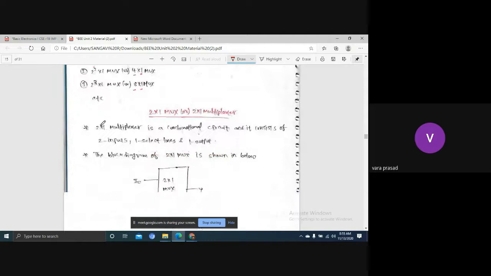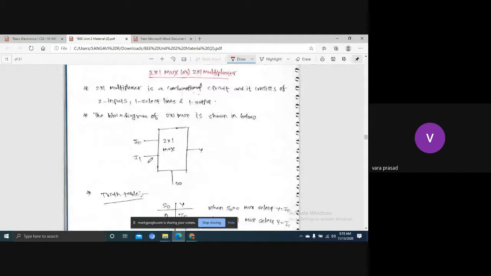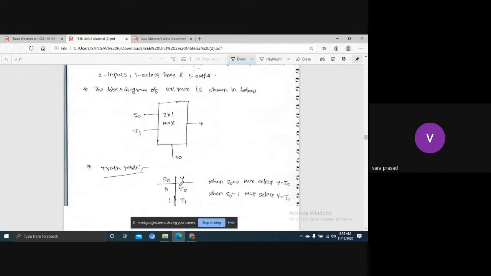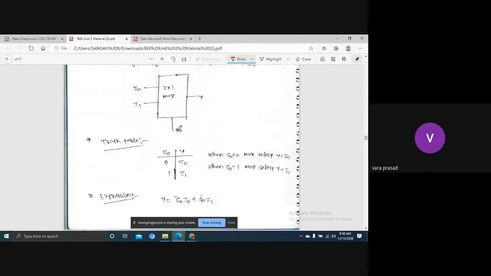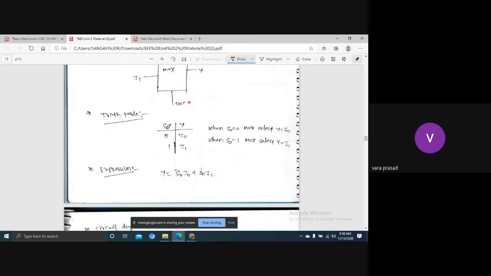Okay, we'll discuss the 2 to 1 mux. 2 inputs are there, 1 output, 1 select line. See the truth table. When select line S0 is 0, the output is I0. When S0 is 1, I1 comes. Therefore I can write Y is equal to S0 bar I0 plus S0 I1.